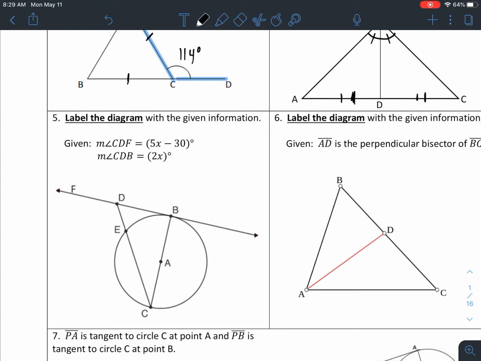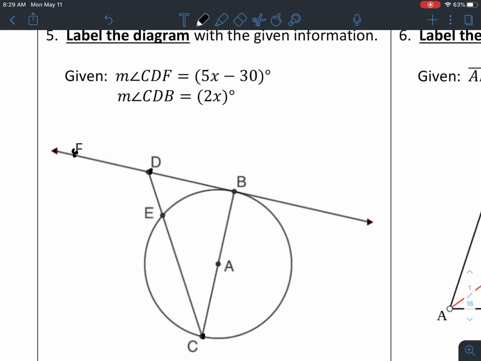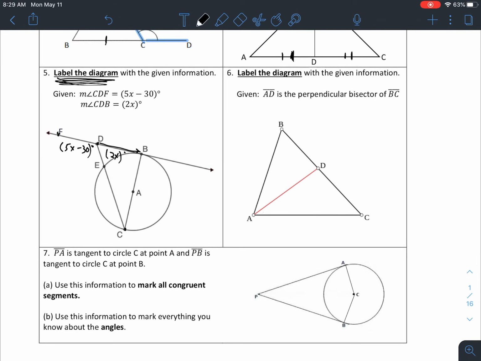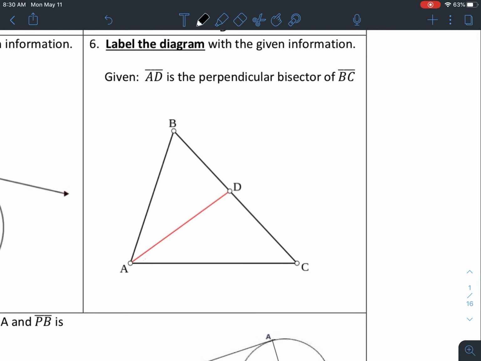So it's saying CDF. So we see C here, D, and F is right there. That their angle measure is parentheses 5x minus 30 degrees. And CDB, so now go in this direction, is parentheses 2x degrees. That is all you have to do. You don't have to solve for it. You just have to label it. So if it tells you to label the diagram, all you have to do is just label.